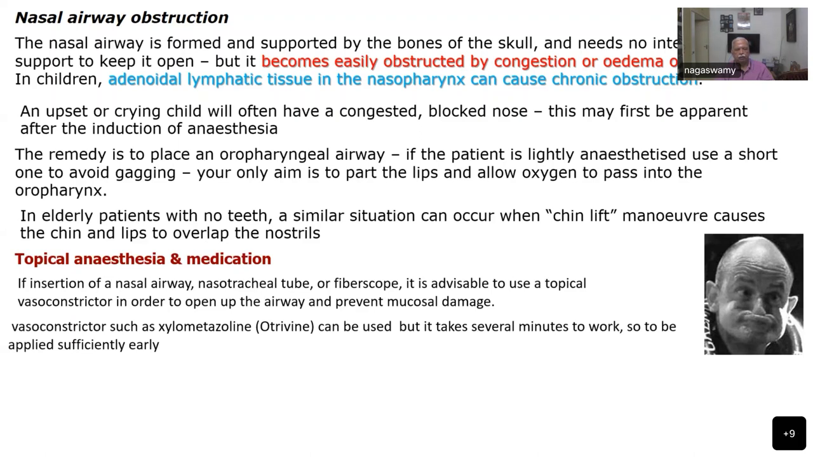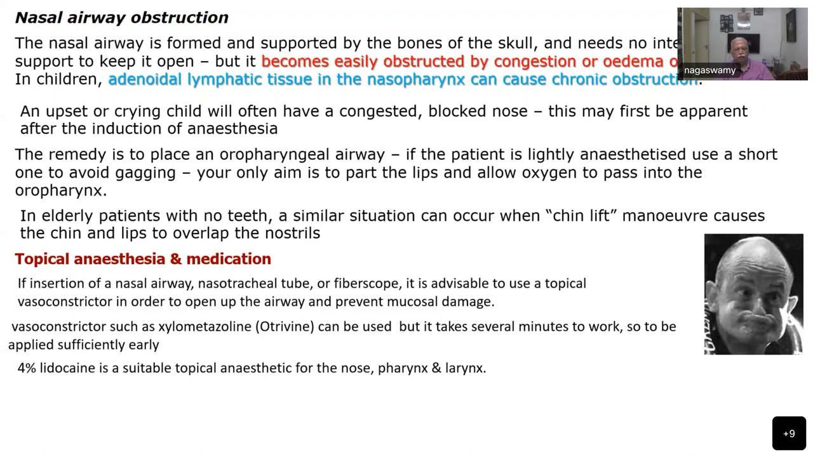This is a practical tip. When I was working in plastic surgery, I always asked them to put the xylometazoline drops from the ward itself, two or three times before shifting the patient, so that you get a very good vasoconstrictor effect. And 4% lignocaine is suitable for topical anesthesia of the nose, pharynx and larynx.